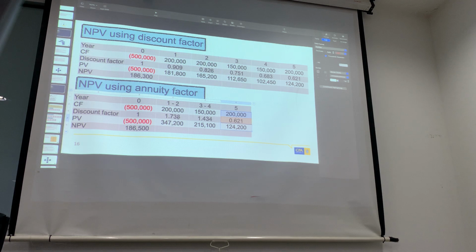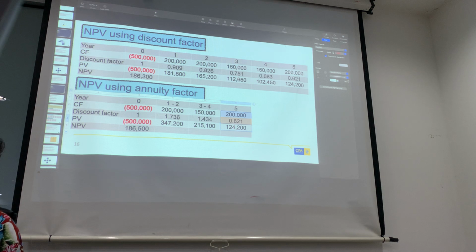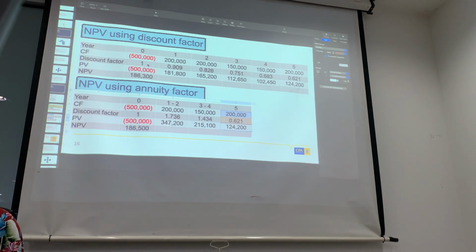Okay, are you guys clear on how to do annuity factor? Annuity factor you can use when the number is the same. Are we okay? If you get different numbers every year, use discount factor. Anytime there's a different number from the factor, you have to use the discount factor, correct? Okay, are we clear on NPV using discount factor and PV using annuity factor? Yes, no? Yes. All okay?